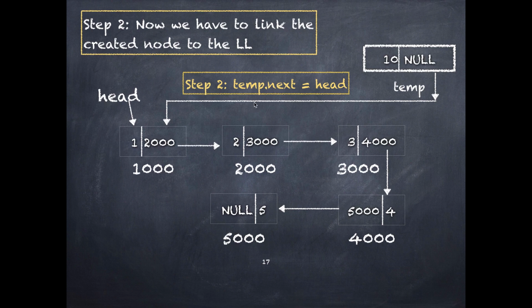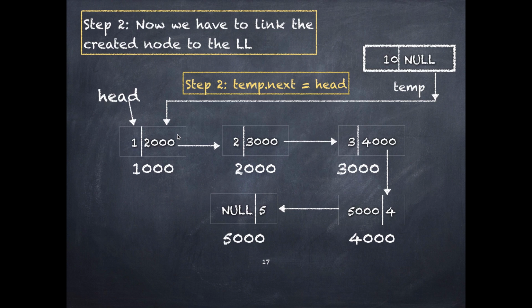So what is this step? Temp dot next, that is, this null will now be assigned to head. That means this 1000. So null is now reassigned to 1000. That's step 2. You can see this link I have drawn here which is pointing to this. So after execution of step 2, this will be the status of your linked list. Now what is remaining here? Is the linking operation done? Yes, you have linked the new node to the existing linked list.